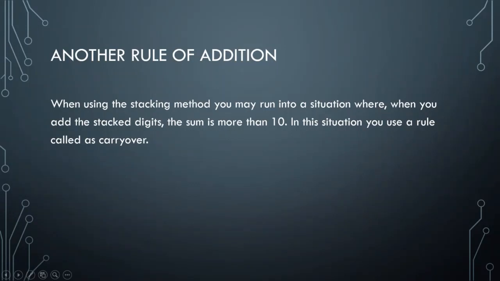Another rule of addition. When using the stacking method, you may run into a situation where, when you're adding the stacked digits, the sum is more than 10. In this situation, you use a rule called carryover. So I've arranged the numbers 17 and 25 for the stacking method. So we add the rightmost digits here, which is 7 and 5, and we write the sum below.